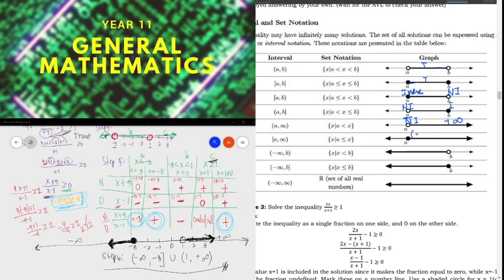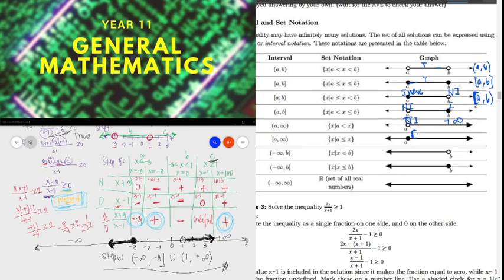I'm going to represent this one like this: a, b, not included, not included, both critical numbers. This one is a, b. This one is a like that, and b is a parenthesis because b is not included.